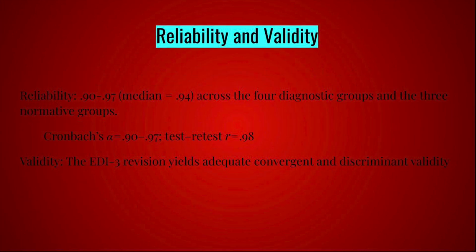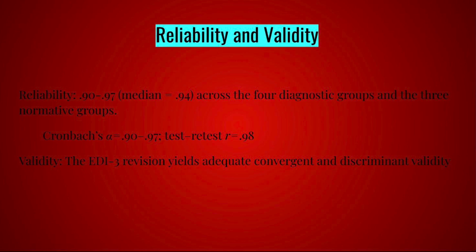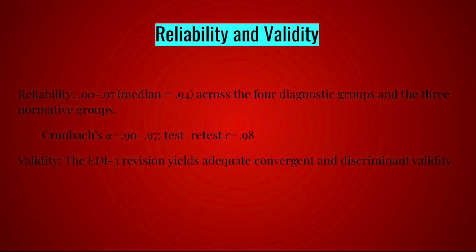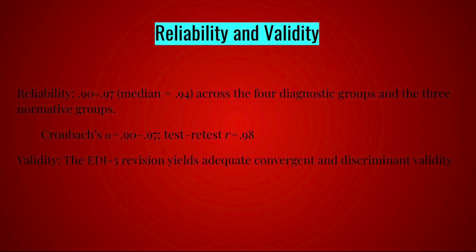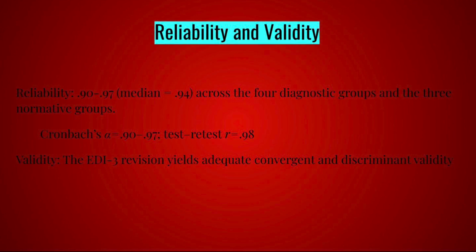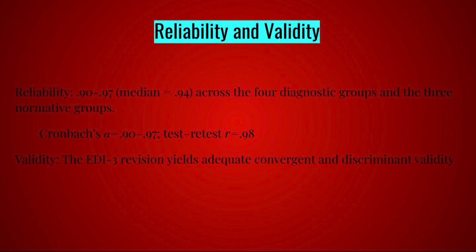The EDI-3 demonstrates excellent reliability. Reliability scores range from 0.90 to 0.97 across the 4 diagnostic groups and the 3 normative groups. Cronbach's alpha was 0.90 to 0.97, and the test-retest was r equals 0.98. The validity of the EDI-3 revision yields adequate convergent and discriminant validity.